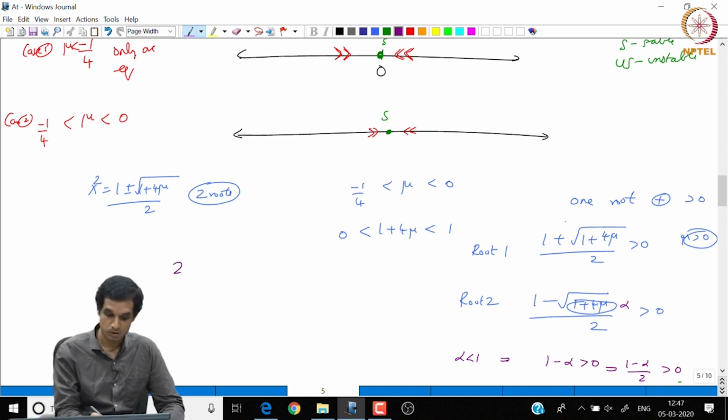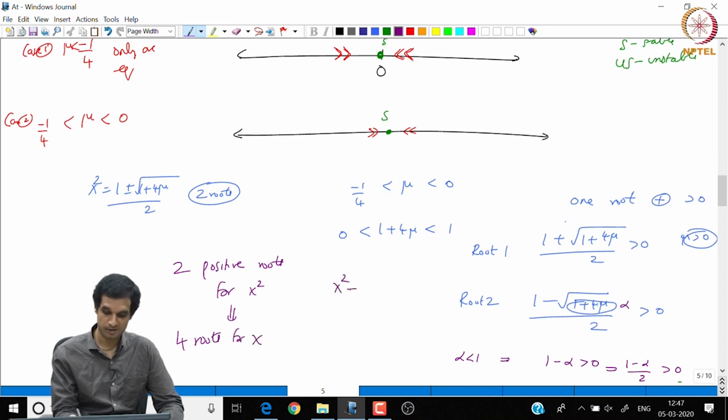So, we have two positive roots for x^2, which means we have 4 roots for x, because if x^2 can take two positive values alpha and beta, then x can take either plus or minus root alpha and plus or minus root beta.